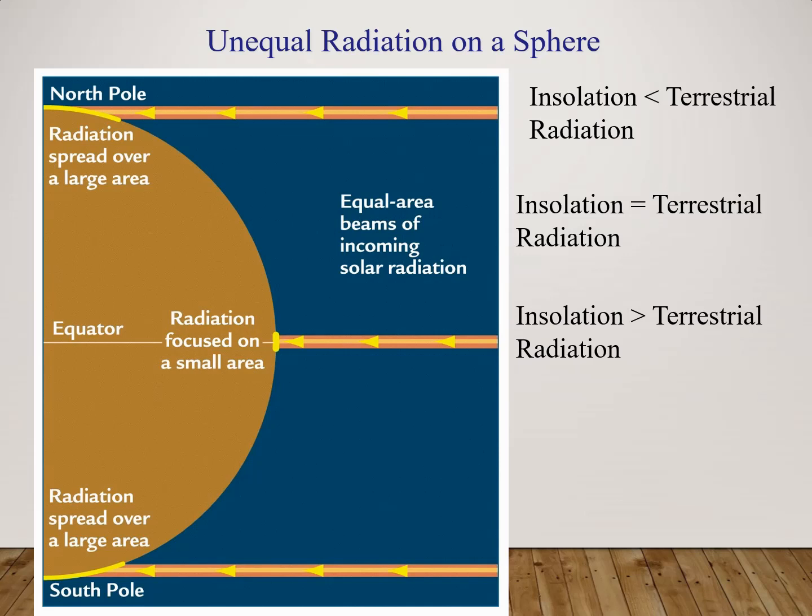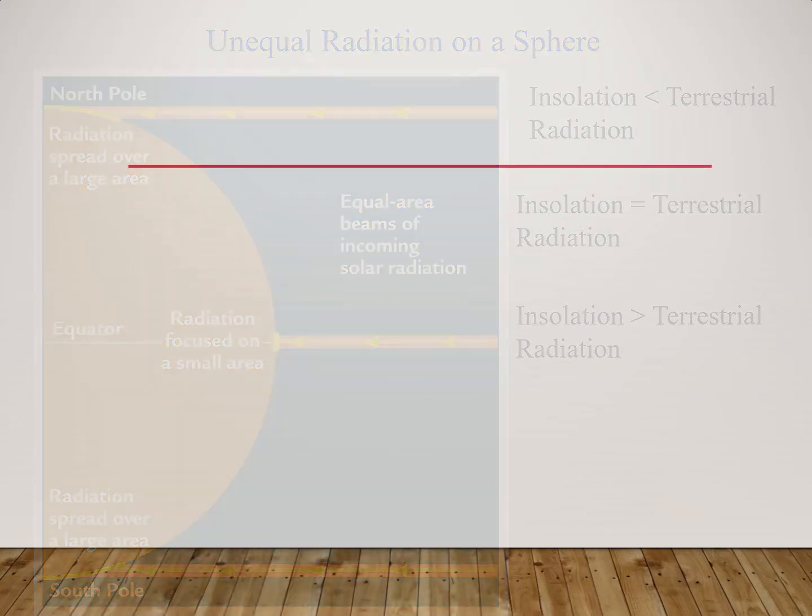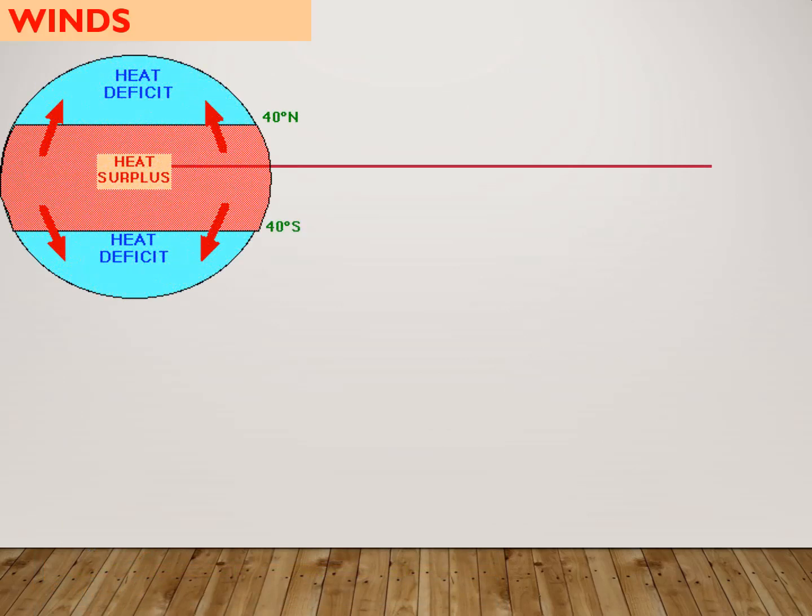What does this lead to? This leads to the generation of winds on the Earth's surface. As you can see here, there is a heat surplus in areas between the equator and 40° north and south, whereas there is a deficit of heat in the polar region.